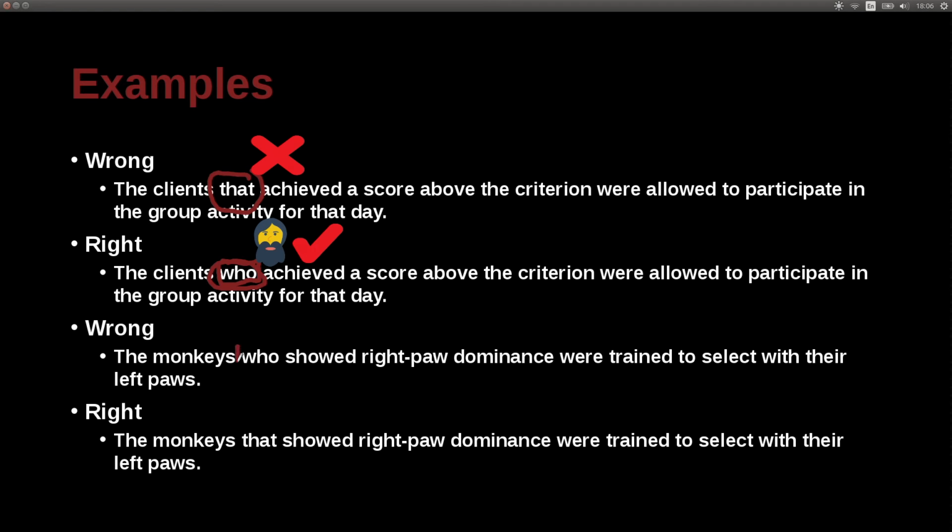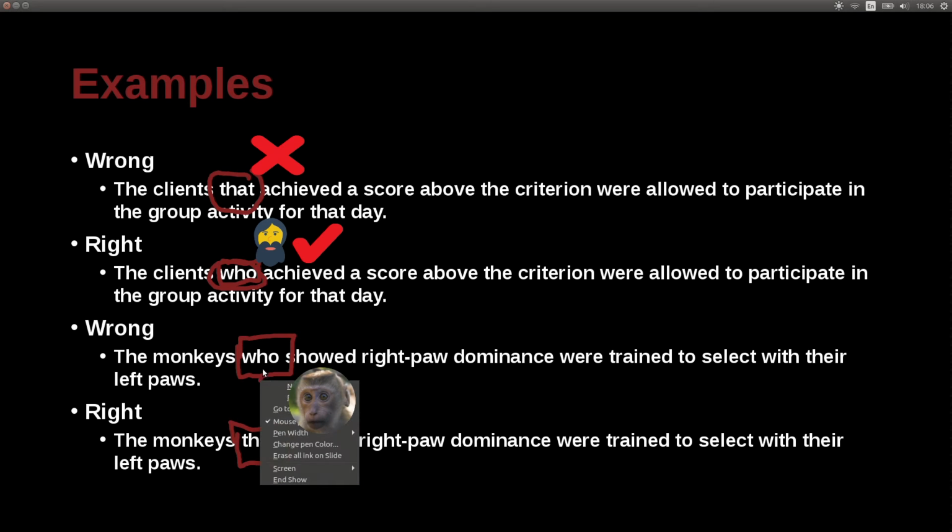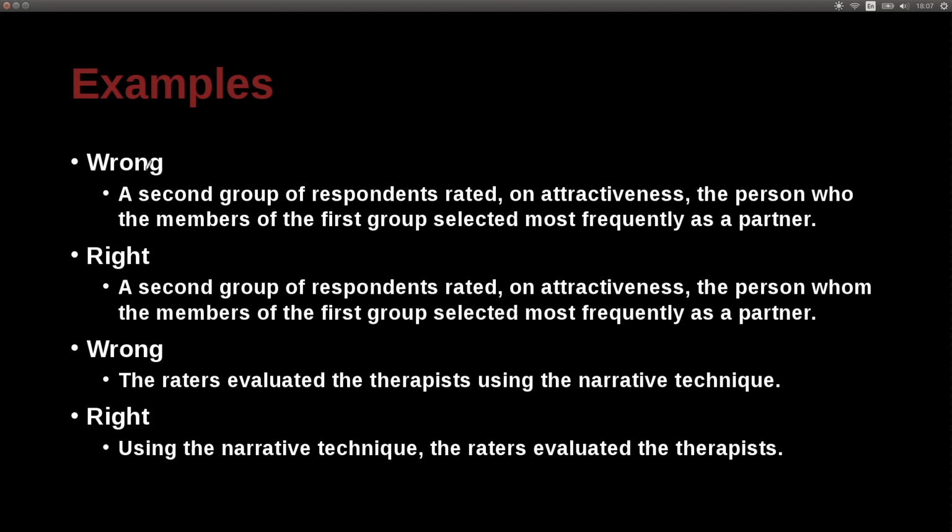The monkeys who showed right paw dominance were trained to select with their left paws. So here we have the same case, same idea, only reversed this time. The monkeys that showed right paw dominance were trained to select their left paws. So the exact opposite case. They're monkeys, so they cannot be who, because monkeys are not people. It has to be that, because they are not people.